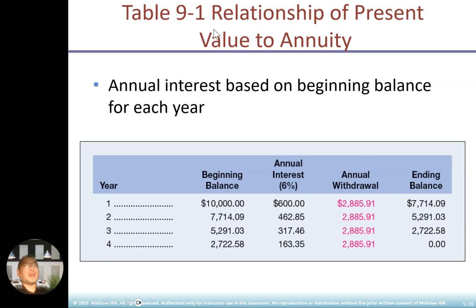Exhibit 9.1 shows the relationship of the present value annuity based on the beginning of each year's balance. Beginning at 10,000 here, interest is 600, withdrawal is 2,886, and the ending balance is 7,714. Then you go to year 2: 7,714, interest is 6%, withdrawal 2,886, and you get the ending balance here, 5,291. Year 3 is 5,291 here, interest is 317.63, and then the withdrawal here is 2,885.91. The remaining is 2,722.58. So this is how you're going to calculate that number. You do the table in sequence.